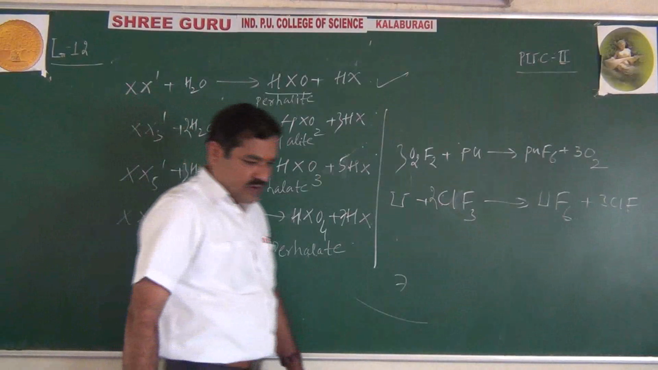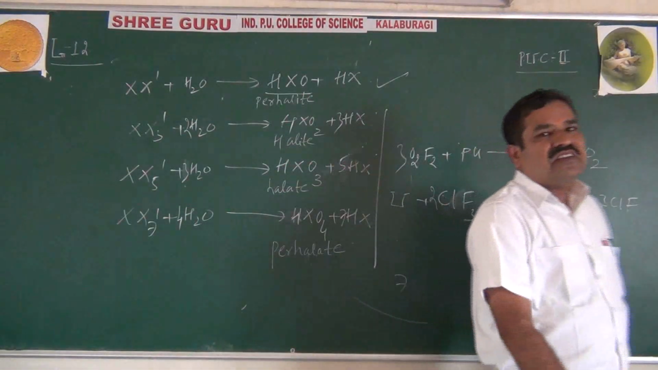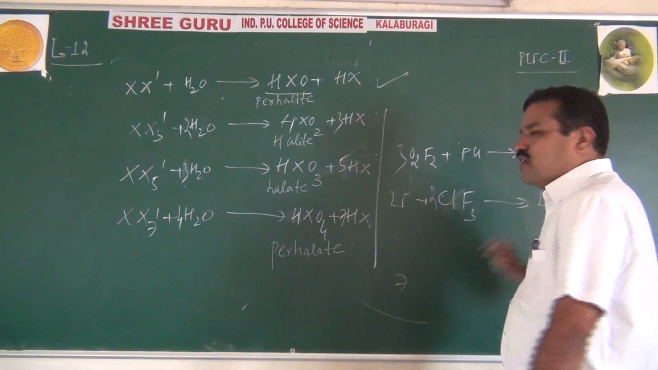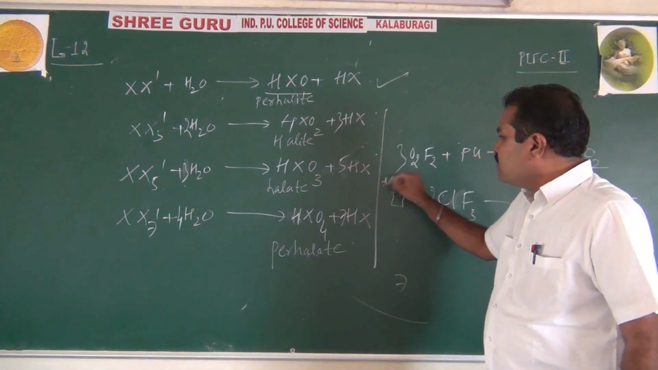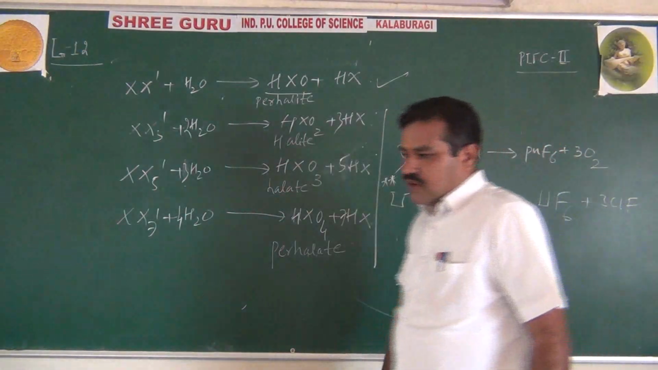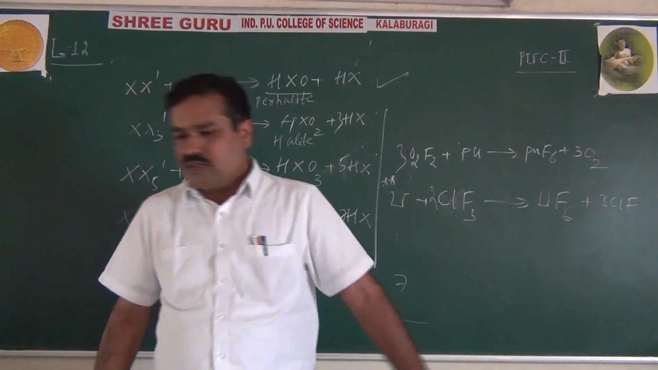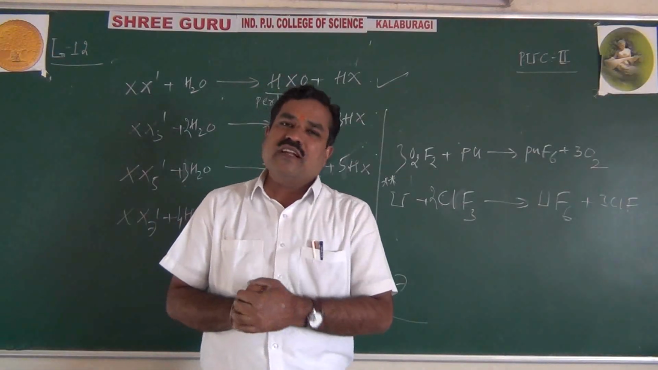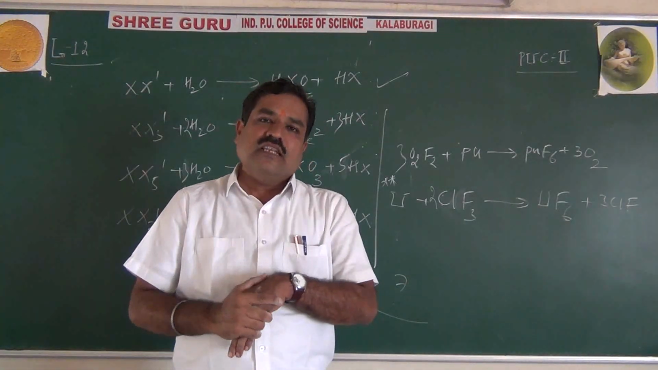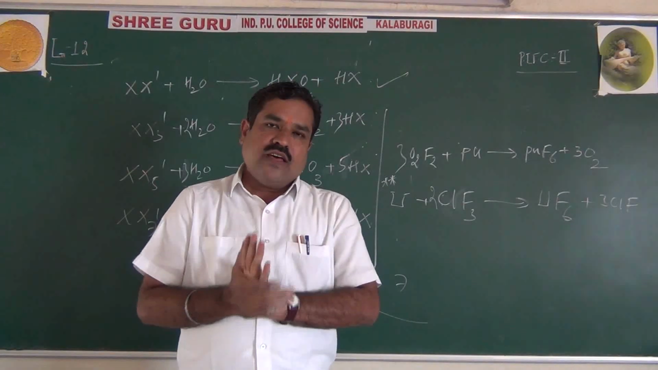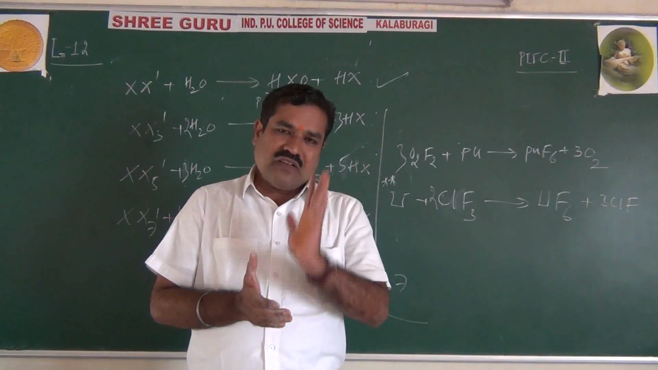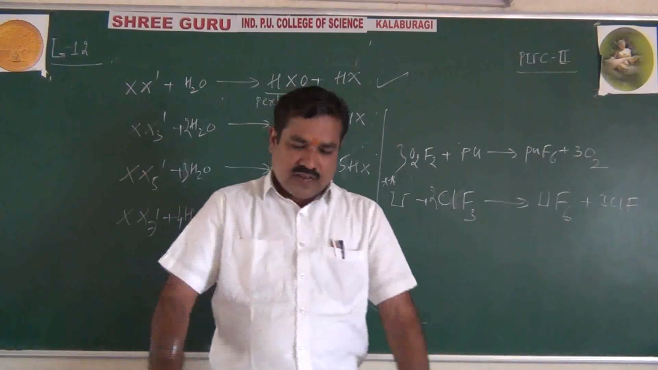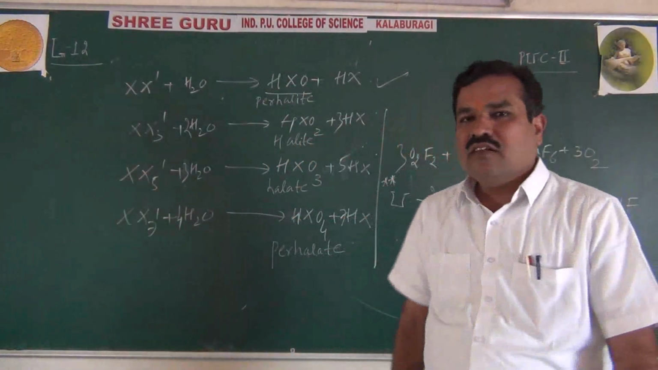These are all used as fluorinating agents, especially chlorine trifluoride. Even it is used to enrich uranium from spent nuclear waste, which is very, very important. It is used in nuclear bombs. That means chlorine trifluoride and chlorine pentafluoride are used as powerful fluorinating agents and oxidizing agents, especially in spent nuclear waste, for plutonium, uranium and thorium. These are the applications of interhalogen compounds.